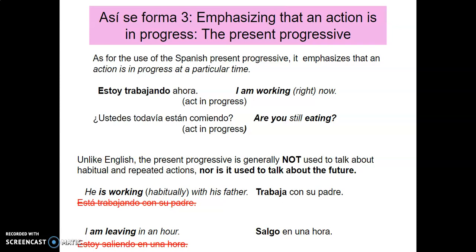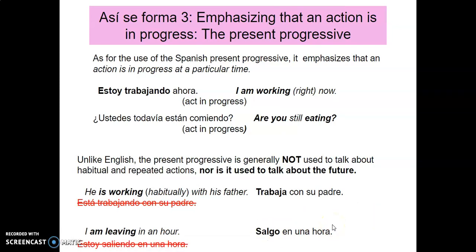because it is something that we're talking about we're doing in the future, so we conjugate that verb in just the regular present tense. So for example, I am leaving in an hour. I can just say yo salgo en una hora. If I say estoy saliendo, which would be I am leaving, I'm indicating that I'm doing that right now.